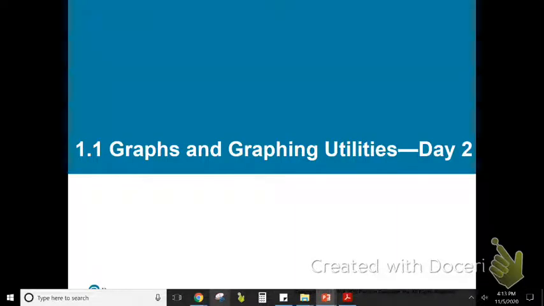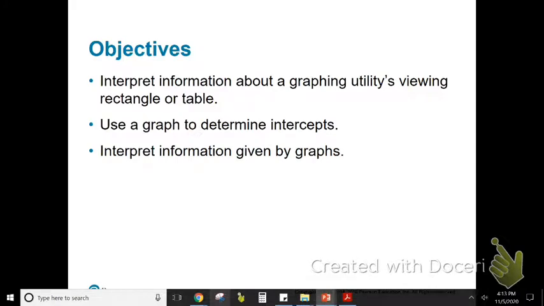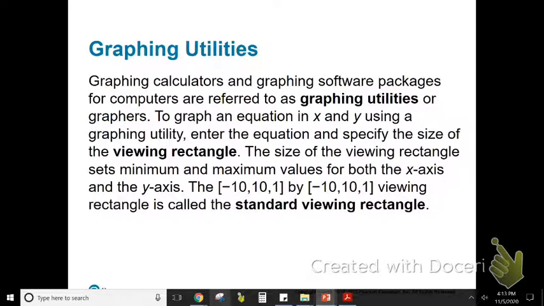Okay, 1.1 Day 2. Still graphs and graphing utilities. Here we're going to interpret the information about a graphing utility's viewing rectangle, or table. We're going to use a graph to determine intercepts, and we're going to interpret information given by graphs. So graphing calculators or graphing software packages for computers are referred to as graphing utilities, or graphers.